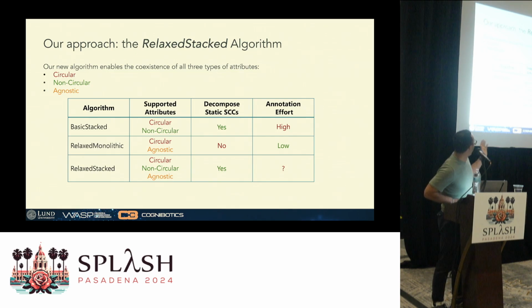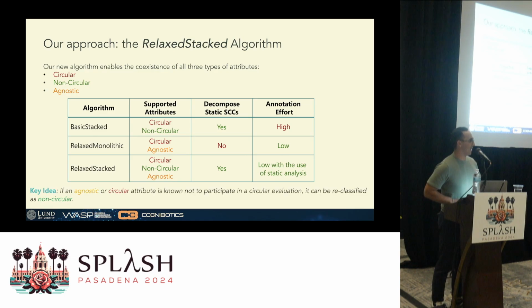So our algorithm can decompose these strongly connected components, but what about the annotation effort? Well, it's low with the use of static analysis. And the key idea is that if we know that attributes labeled as circular or agnostic will never appear in a circular evaluation, then we can treat them as non-circular, always.